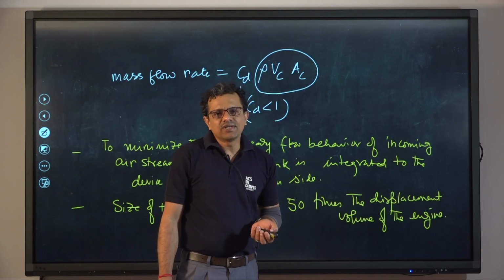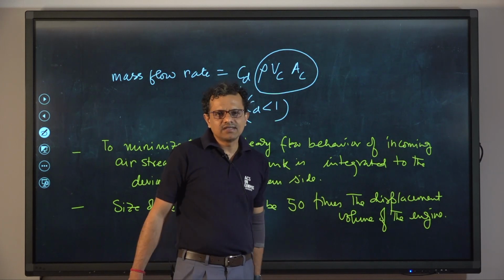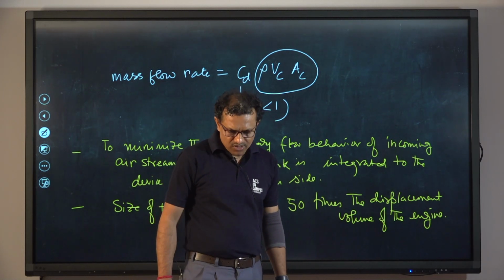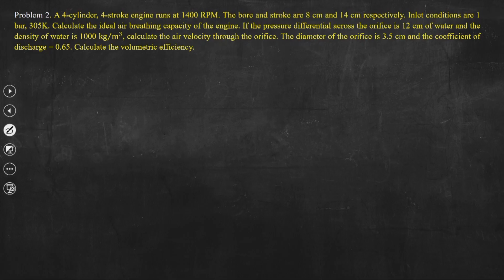So now let us solve a numerical problem essentially to illustrate the technique or method we have discussed in today's class. If we solve one numerical problem, that will make this particular method more clear. Let me first read the problem statement. A 4-cylinder 4-stroke engine runs at 1400 rpm. The bore and stroke are 8 centimeter and 14 centimeter respectively. Inlet conditions are 1 bar and 305 degree Kelvin. Calculate the ideal air breathing capacity of the engine.